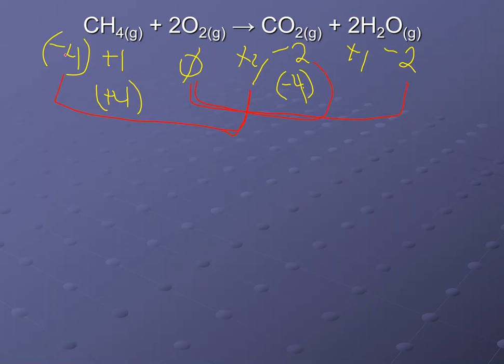So the carbon went from a -4 to a +4. So it became more positive in its oxidation state, which means it lost electrons. LEO, GER: lose electrons, oxidized.